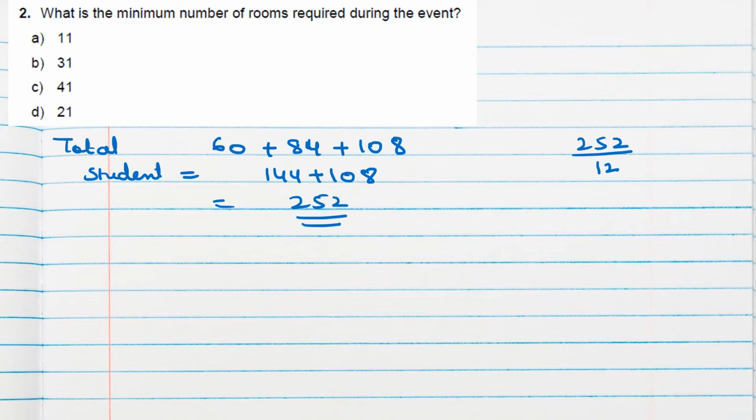Total participants are 252, and in one room 12 can be seated. So if we divide them, we will get the number of rooms. The number of rooms will be 252 by 12. 12 twos are 24, 12 ones are 12. So 21 rooms are needed, and in each of the 21 rooms, 12 participants will be seated.